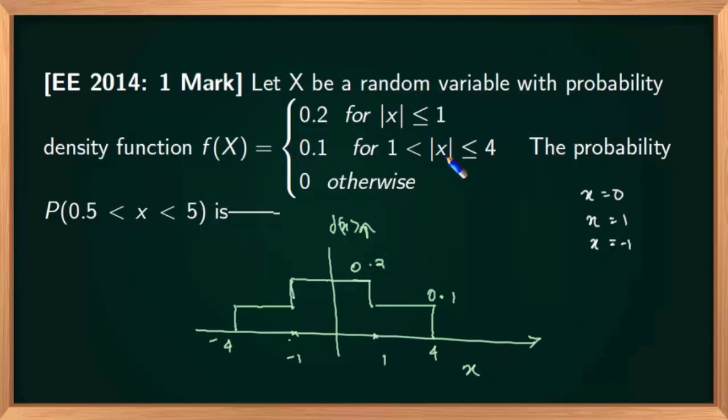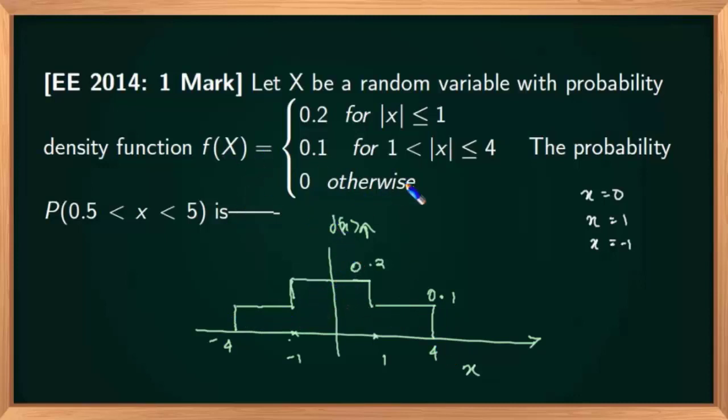Now the next thing is mod of x is greater than 1, but it is less than 4. So in the positive side, this is greater than 1 but less than 4. Again in the negative side, when I take minus 2, magnitude of minus 2 is 2. It is greater than 1 but it is less than 4. Minus 3, mod of that is 3, which is greater than 1 but less than 4. So up to minus 4, this value will be 0.1, and from 1 to 4, this value will be 0.1. This is the function f of x.